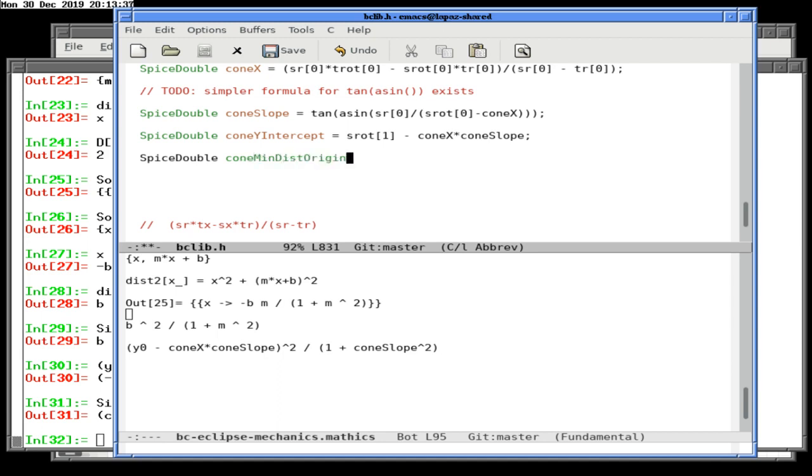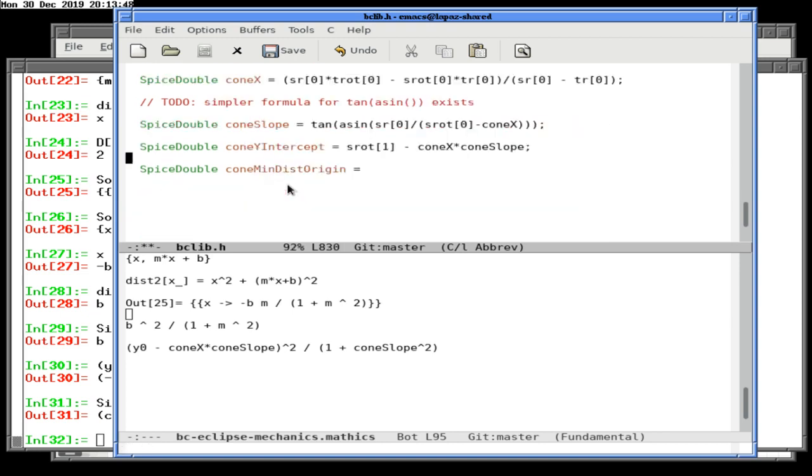Min dist origin. I'm really beginning to use variable names that are a little bit too long. B is, of course, the cone y-intercept square. No, undo. Okay. It is going to be the cone y-intercept squared over 1 plus cone slope quantity squared. And again, that is the square of the distance. So we should probably say cone min dist origin 2, and the 2 means squared, even though we should probably put the word squared in there somewhere. So why is this important?